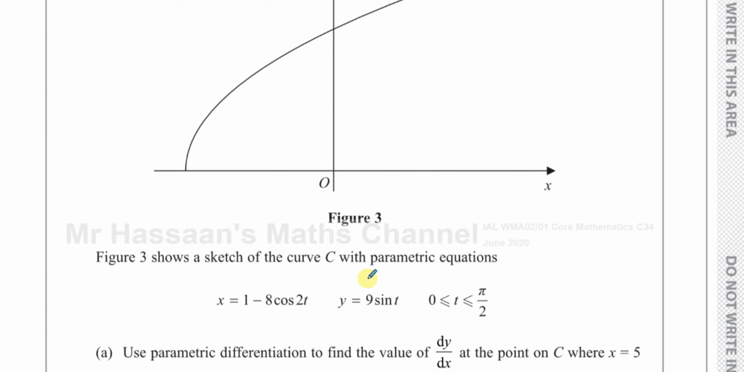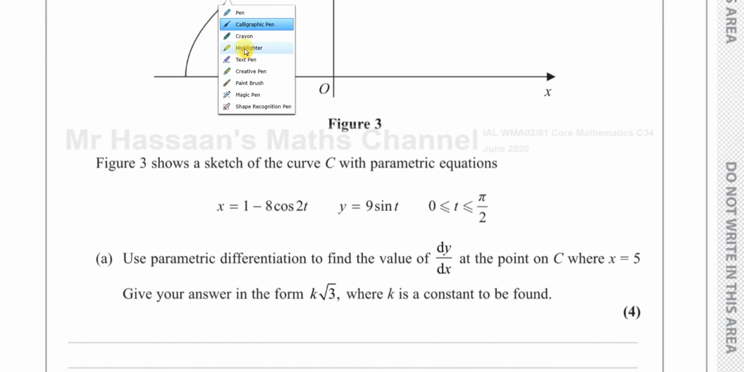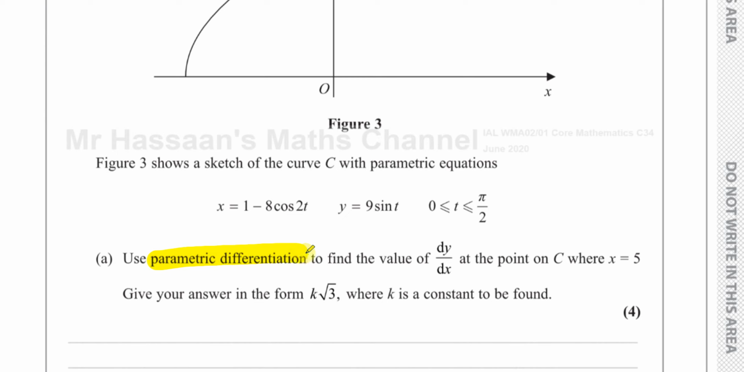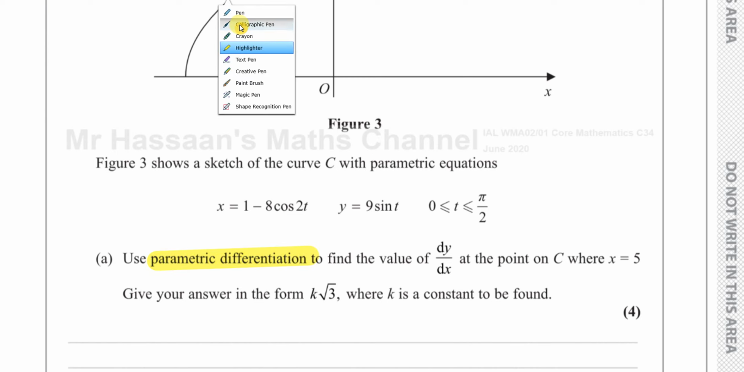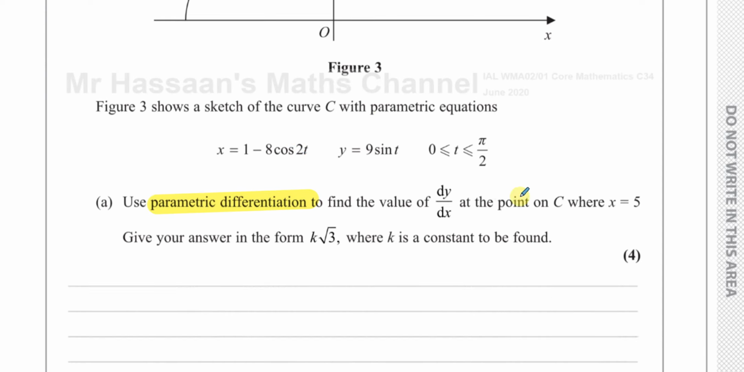Then it says use parametric differentiation to find the value of dy/dx at the point on C where x equals 5. They very clearly say use parametric differentiation because it is possible for us to change this into Cartesian form and then differentiate it. In fact, part B tells you to change it into Cartesian form. However, here they state use parametric differentiation, so we don't really have that choice.